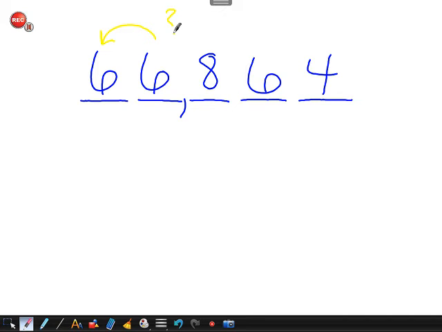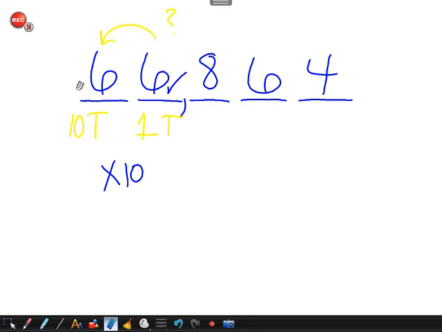Well, I know that this is the 1,000ths place, so I'll put a 1 with a T, and this is the 10,000ths place. So to get from the 1,000ths place to the 10,000ths place, that is a times 10 move. So this is 10 times bigger than this one.